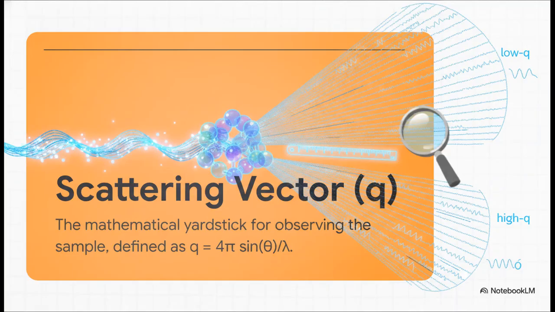So how do we make sense of what hits that detector? We use a parameter called the scattering vector, denoted by the letter Q. You can basically think of Q as our mathematical yardstick for observing the sample. It's defined as 4 pi times the sine of theta, divided by the X-ray wavelength, lambda. The really brilliant, crucial takeaway here is this reciprocal relationship. Small atomic distances in the molecule add high-frequency terms that dominate the signal at high Q, while the large molecular distances dominate the signal at low Q.